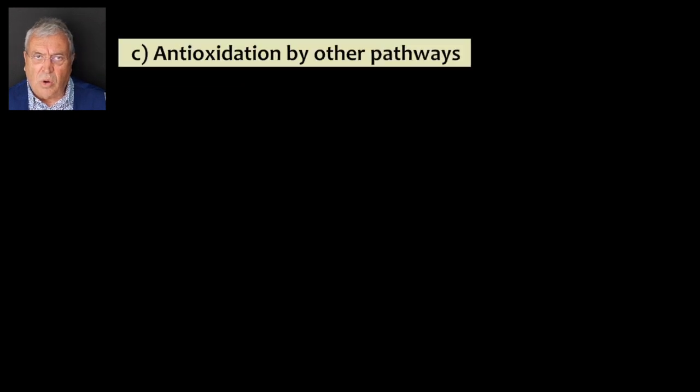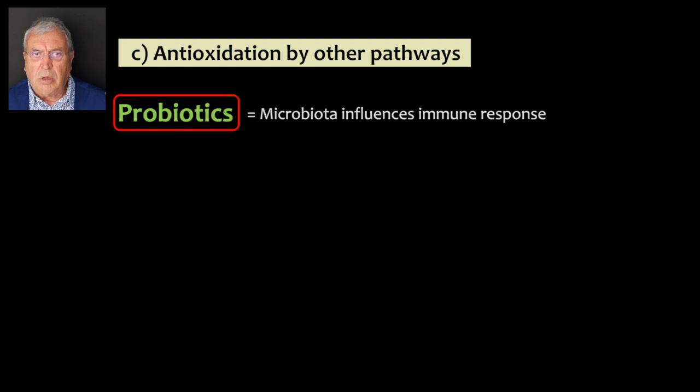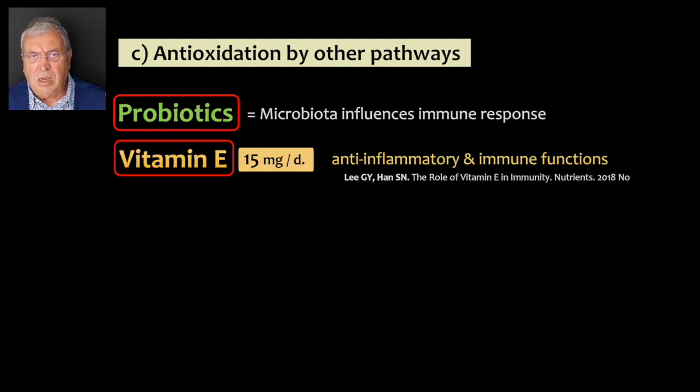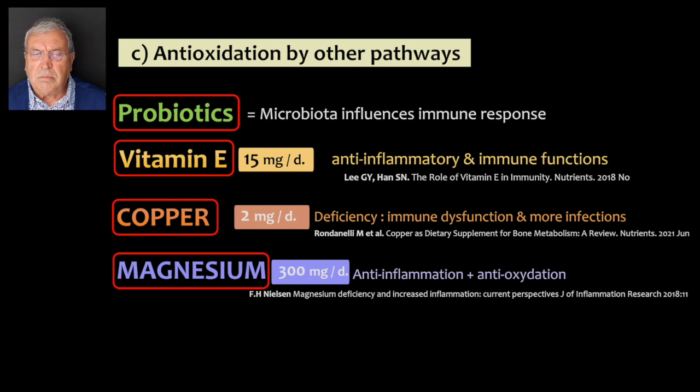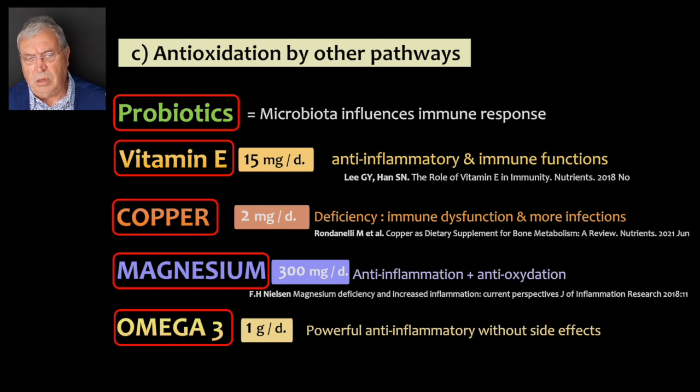But we have also other pathways to produce antioxidants, not only the nuclear-related factor 2. We know the influence of the microbiota on the immune response, and then probiotics will help us. Vitamin E has a huge anti-inflammatory function. Copper, magnesium are very powerful in anti-inflammation, and the omega-3 fish oil. It's very, very anti-inflammatory and without side effects.